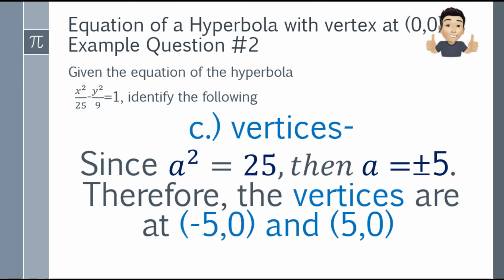Sunod naman yung vertices. Makikita mo, ang a square natin ay 25. Remember the formula x square over a square minus y square over b square is equal to 1. Ano yung nakalagay sa a square? 25. Para makita mo ang a, kunin mo lang yung square root, no. So that will be positive and negative 5. Therefore, the vertices are negative 5, 0, and 5, 0. Remember, kung ano yung A, yun yung layo from the center to the vertex.